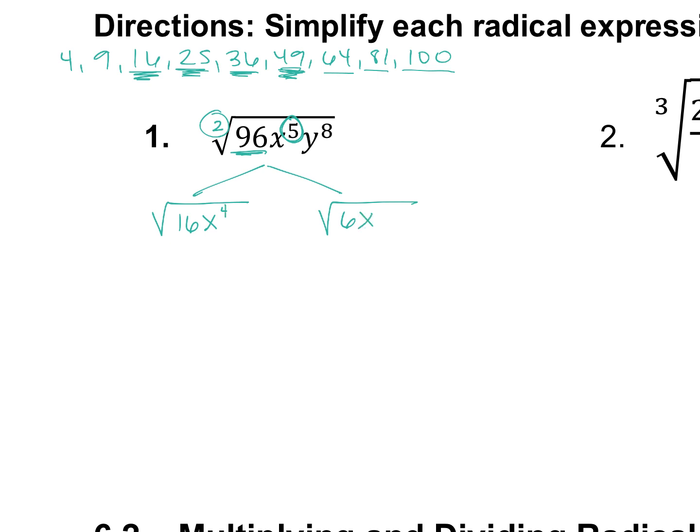And then this is going to be just 1x left over, x to the 1st, which you don't need the 1. Y to the 8th, we can take all of that. So it's going to look like this, and now we simplify. The square root of 16 is 4. The square root of x to the 4th is x squared. The square root of y to the 8th is y to the 4th, right? You're just dividing by that number each time. And then you have the square root of 6x. Okay, so that would be your answer on that one.